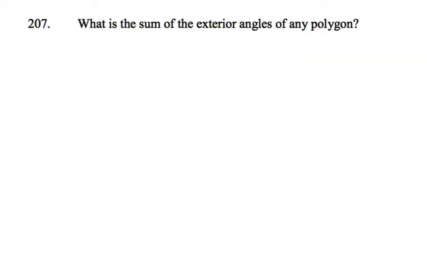What's the sum of exterior angles of any polygon? This is a strange rule, this one, seriously strange. But the sum of exterior angles of any polygon is 360 degrees. Now, let's check it out for a square. We've got a square there now.